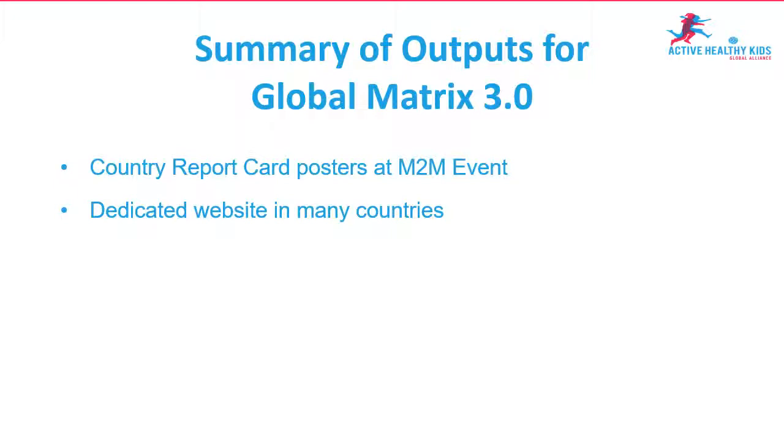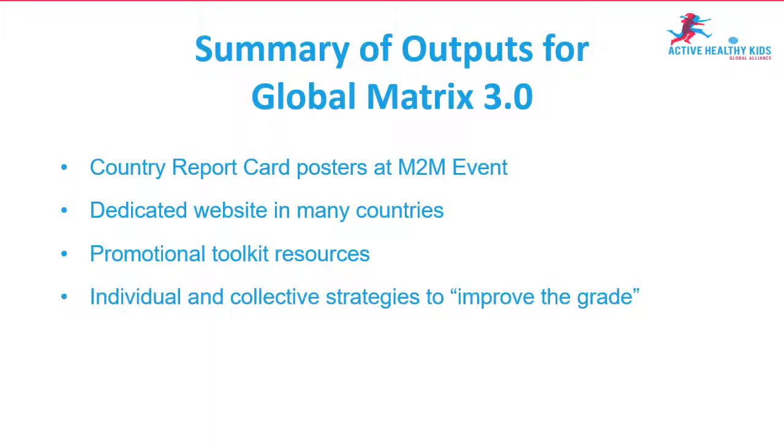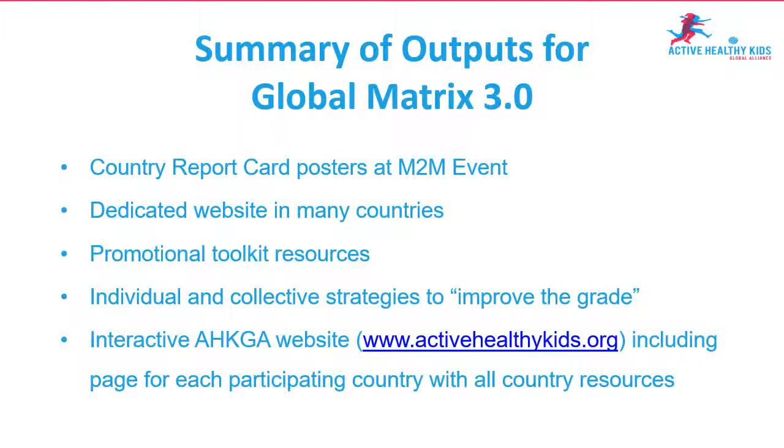Most countries have dedicated websites where they have their report card information available. There was a promotional toolkit with resources available to all participating countries. Each country developed their own strategies to improve the grade, and we consolidated those together as global strategies to improve the grade. And there's an interactive Active Healthy Kids Global Alliance website at www.activehealthykids.org, which includes a page for each participating country with all of their country resources, not just from the Global Matrix 3, but Global Matrix 2 and Global Matrix 1 if they participated in those, all in one spot.